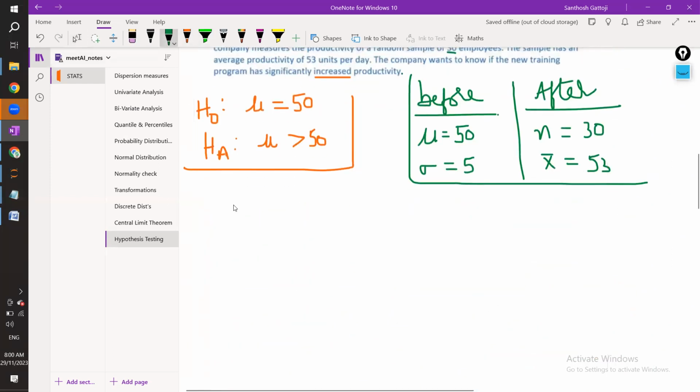Next, formulating the null and alternate hypothesis is done. The second thing is significance level. What is significance level? The first step is done. The second step is the significance level, alpha. Alpha is usually taken as 0.05 or 5%.